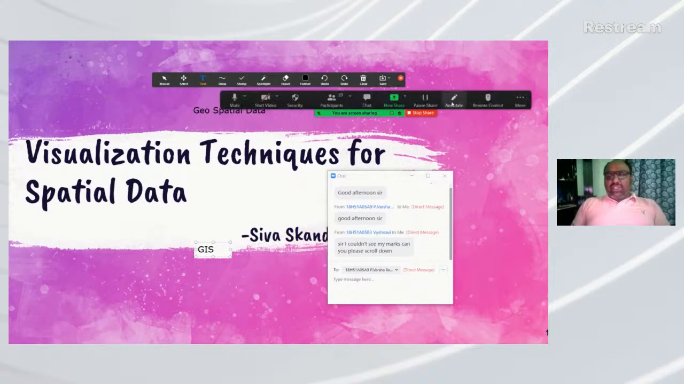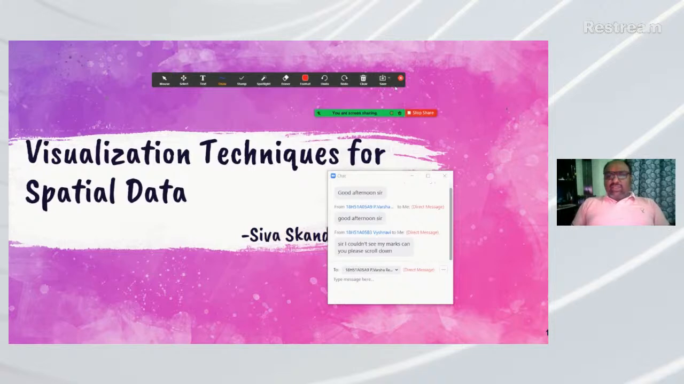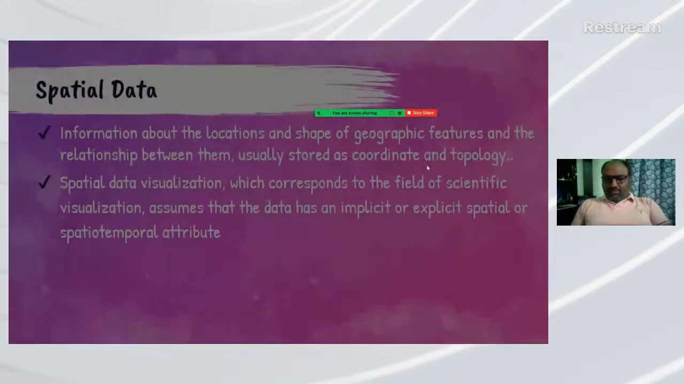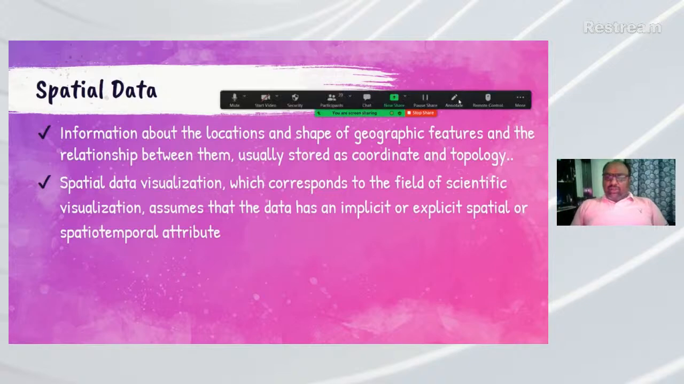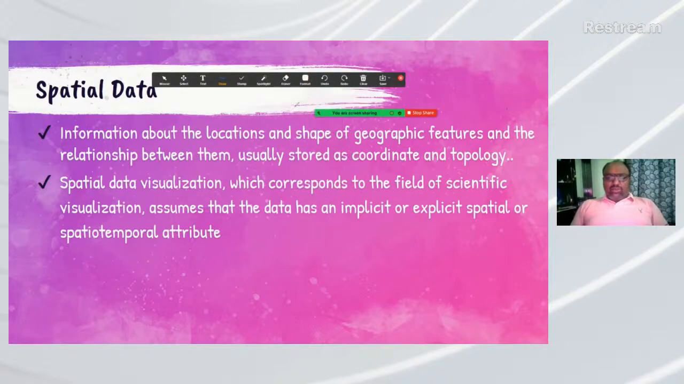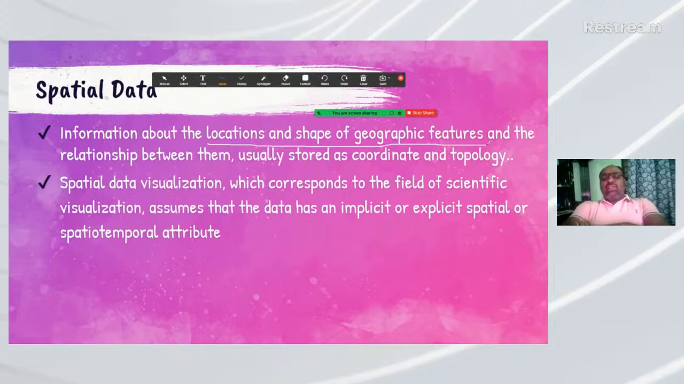What is the need for spatial data? Let us see that in the next slide. So what is spatial data? It is information about the locations and the shape of geometrical features. These two terms are utmost important when talking about spatial data: one is location, the next one is shape.